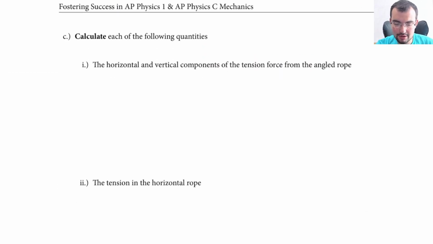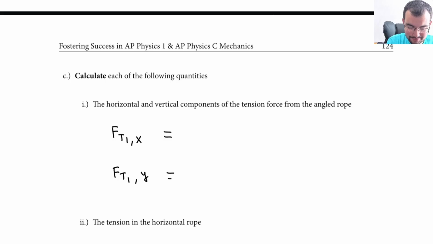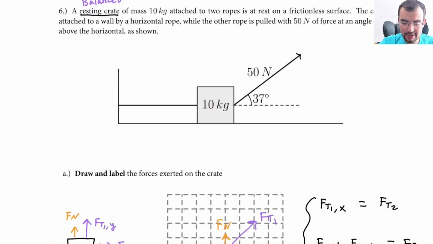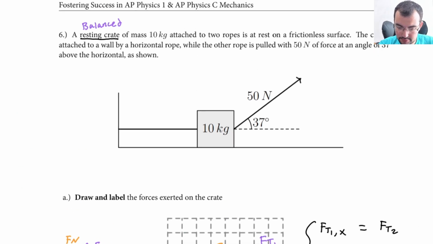All right, let's calculate all the things. What are the horizontal and vertical components of the tension force from the angled rope? So we want Ft1x and Ft1y. Again, just like with projectiles, the angled stuff is always our starting point, but we're usually not interested in that. Components are so much more useful. So we are just going to break you down. This is my purple force. We're just going to break you down into components.